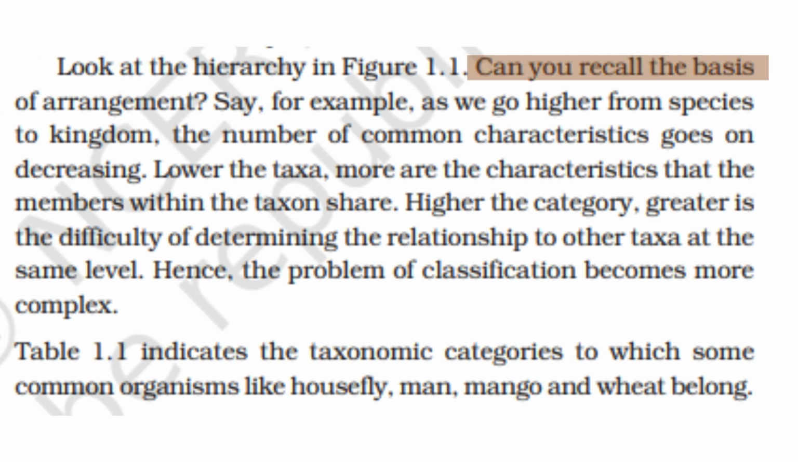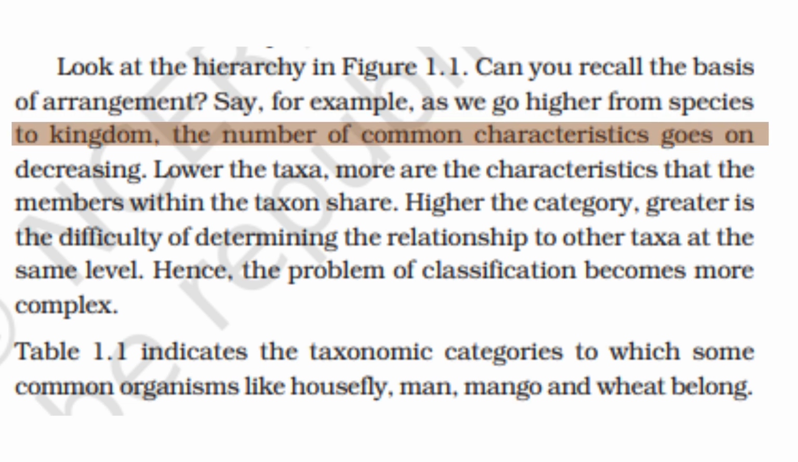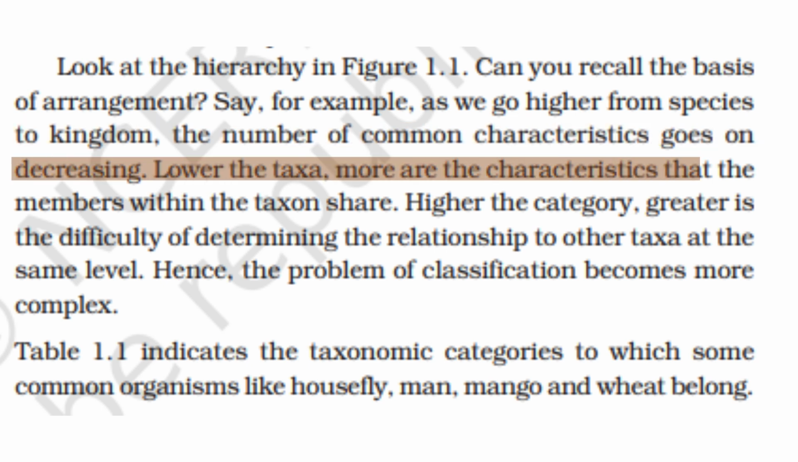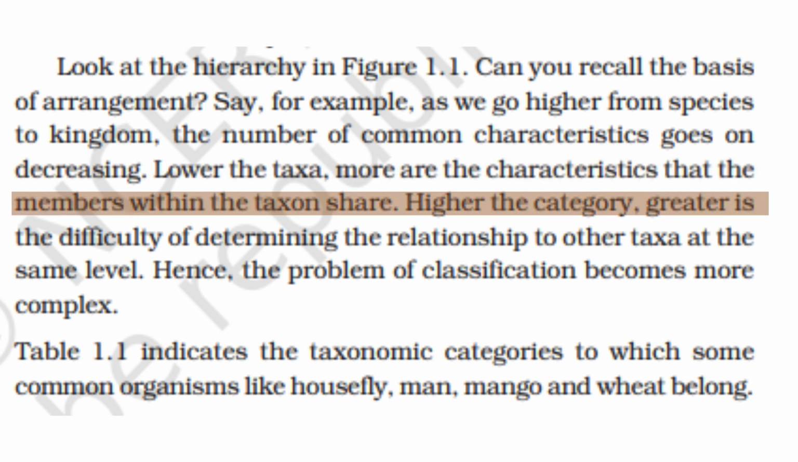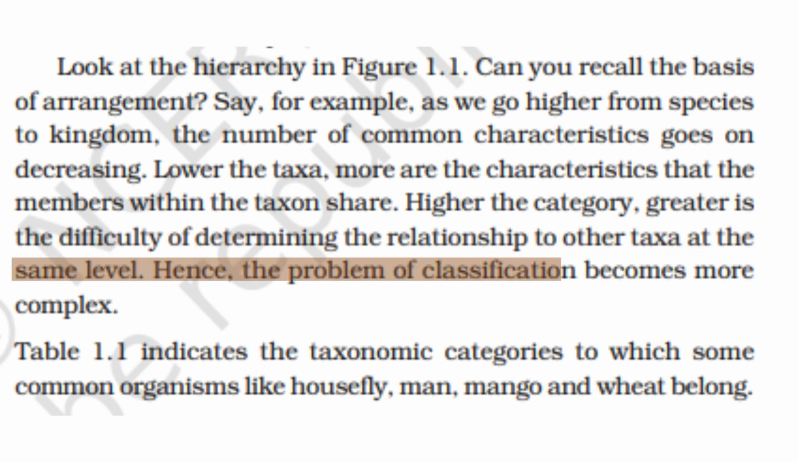Can you recall the basis of arrangement? Say, for example, as we go higher from species to kingdom, the number of common characteristics goes on decreasing. Lower the taxa, more are the characteristics that the members within the taxon share. Higher the category, greater is the difficulty of determining the relationship to the other taxa at the same level. Hence, the problem of classification becomes more complex.